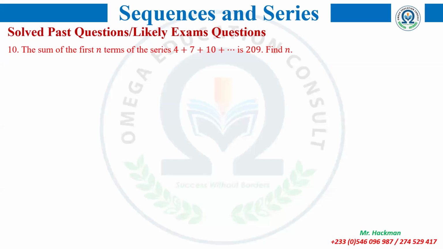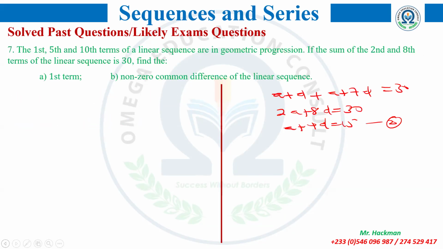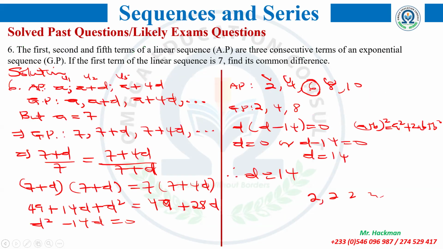Mr. Akman, please, could you go to the page where the AP, the first, second, and fifth were consecutive terms of a GP. Am I there? Okay. Yes.